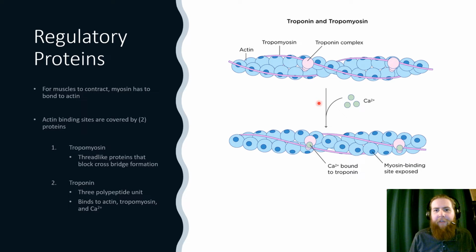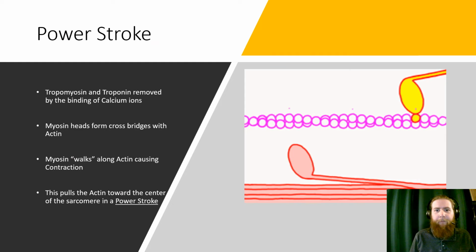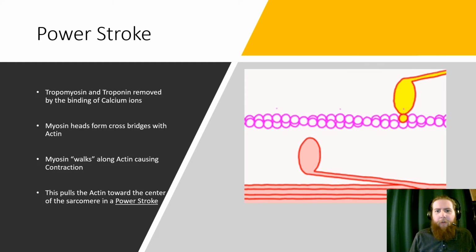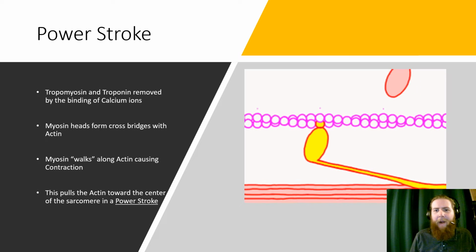And without the calcium here in this top unit, this is locked. It's unable to do any kind of binding to myosin. With the addition of calcium ion, we now have some of these active sites open. We can now see some binding happening and actually have some contraction. So this contraction, this is called a power stroke.